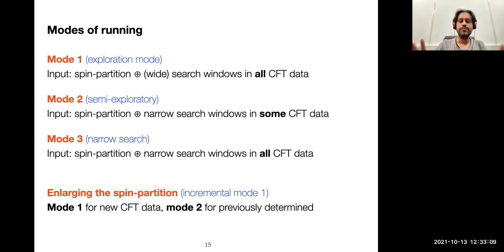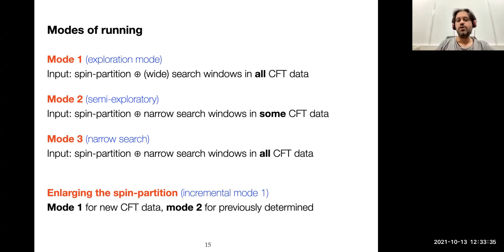As I told you, the basic assumption here is the spin partition, how many operators you should expect per spin, and then you get a specific set of equations. So what I will call mode 1 is the fully exploratory mode, where I give you the spin partition, I give you rather wide search windows for all the CFT data, and then I let it run and see if it can locate a potential minimum.